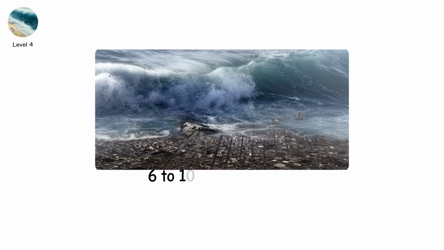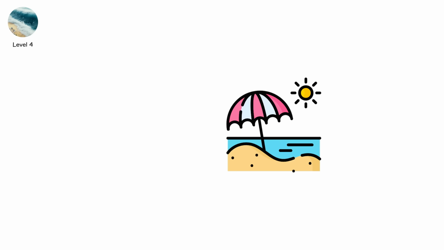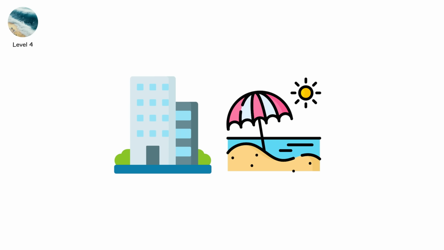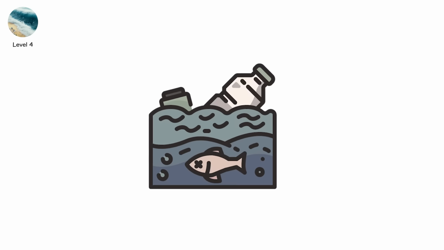Level 4. This is the beginning of catastrophe. Now the wave is 6 to 10 meters high. A full-grown tree, a two-story bus. If you're on the beach, it's already too late. If you're in a building, it depends which floor. If you're in a car, it won't float. It will tumble.